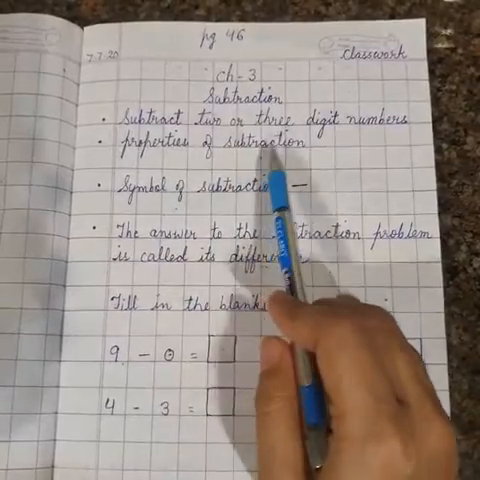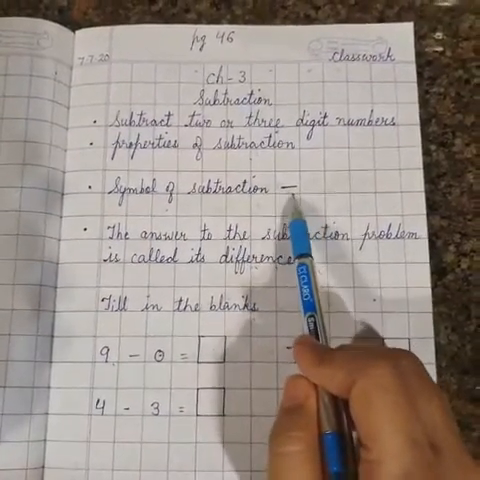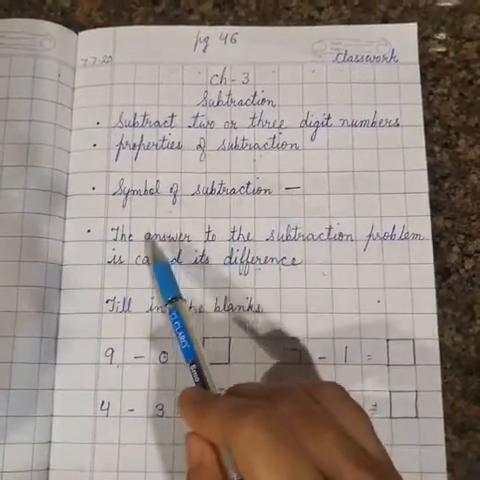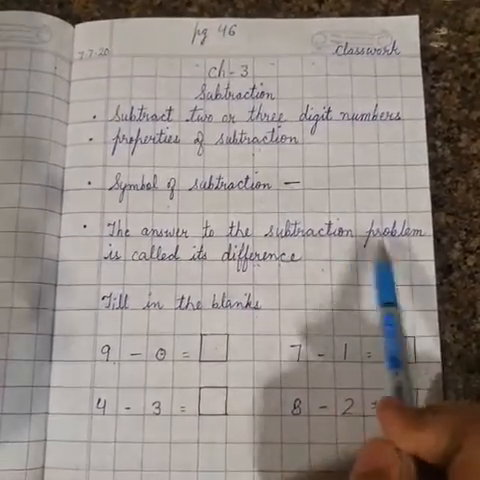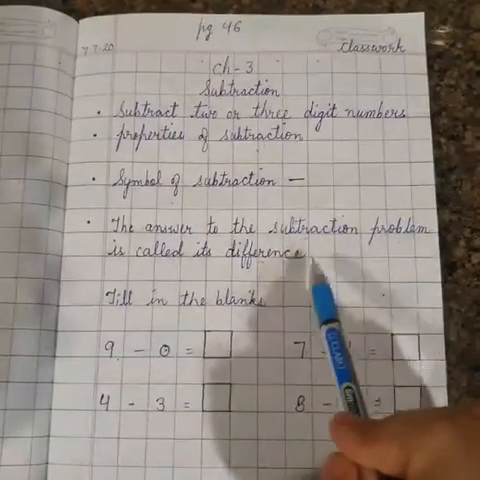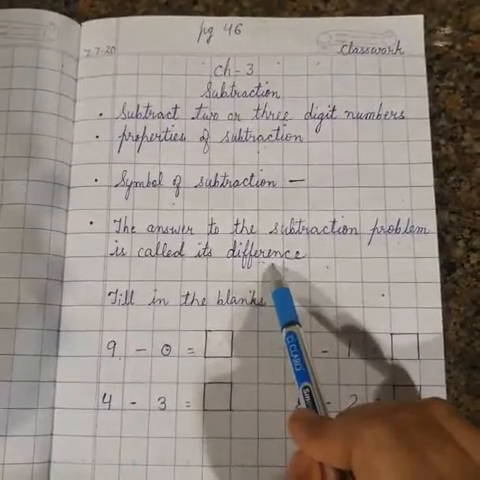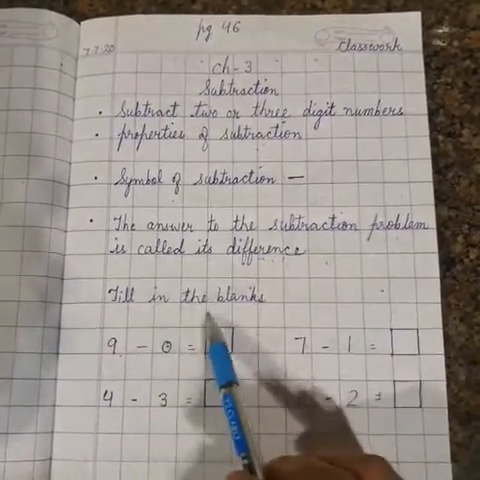What are the properties of subtraction? The symbol of subtraction is this. It is called the minus sign. Now the answer to a subtraction problem is called its difference. It means when we subtract two numbers, the answer which we get is called the difference. Now fill in the blanks.